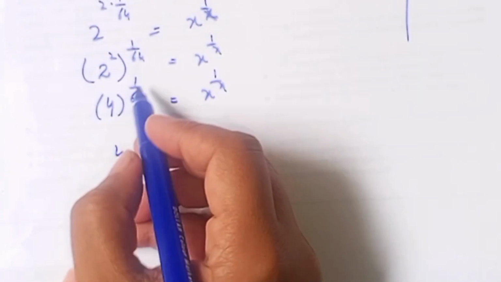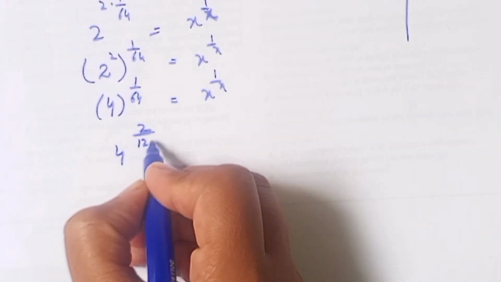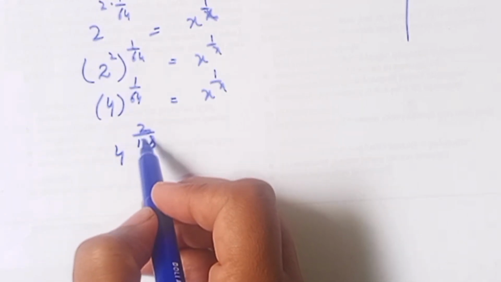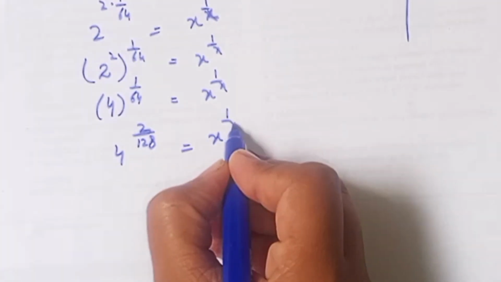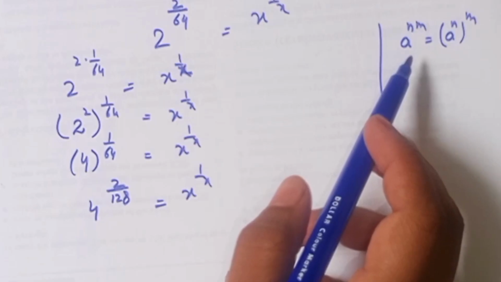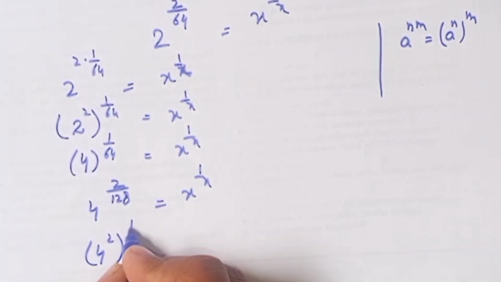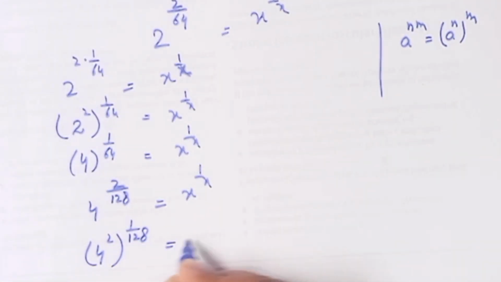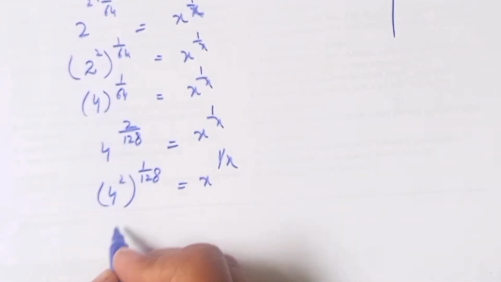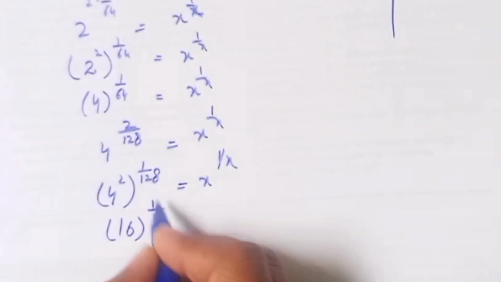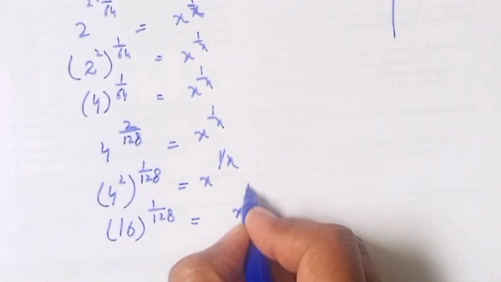And in the next step, we write this 1 over 64 as 2 over 128. This is also equal to 1 over 64. This is equal to x raised to the power 1 over x. Again, we use this exponent rule on this value. So we write this as 4 square multiply 1 over 128. This is equal to x raised to the power 1 over x. And 4 square is equal to 16, and this is 1 over 128. This is equal to x raised to the power 1 over x.